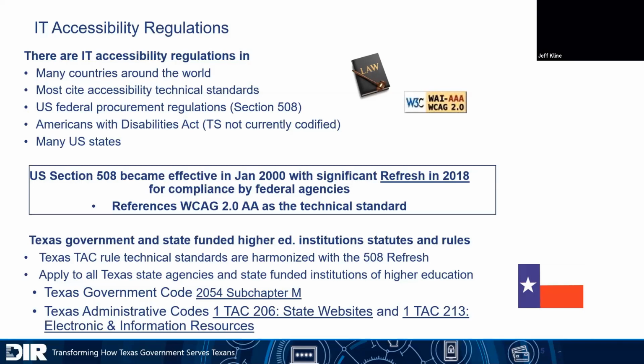And it references WCAG 2.0 as the technical standard, as we have now aligned in the state of Texas. And of course, we have our administrative code that maps not only to the technical standards in 508, we also have governance criteria that talks about things like procurement and exceptions. And I'll talk about that in just a few minutes.